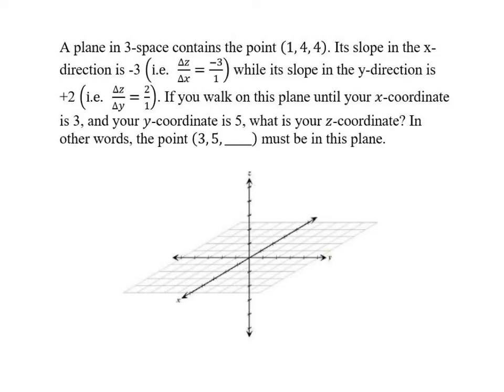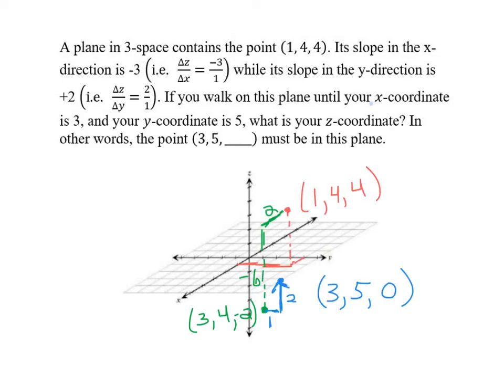Is this what you got? So if you drew it out like me, you probably said, okay, I'm going to start over here at 1, 4, 4. I'm only going to head 2 units in the x direction because we're already at 1. And that would mean we're going down by 6, right, because we got 2 times negative 3. And that puts us at 3, 4, negative 2. And then going in the y direction by 1 unit, right, because we're starting at 4 and just going to 5, we're going to be going up by 2 units thanks to our slope in the y direction. And that puts us at 0 for z, right?